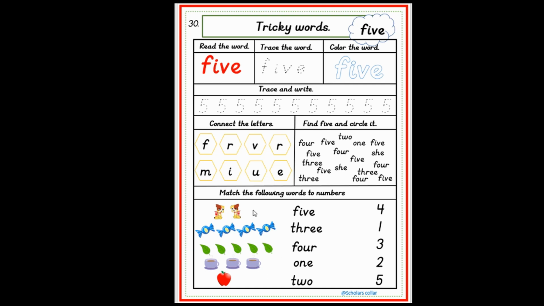And then you're going to match the objects to its number name and to its number. So 2 dogs, you're going to match it to number 2 and to 2. 4 candies, you're going to match it to number 4 name and to its number. Same thing with 5 leaves, 3 cups, and 1 apple. So that was it for group 5.